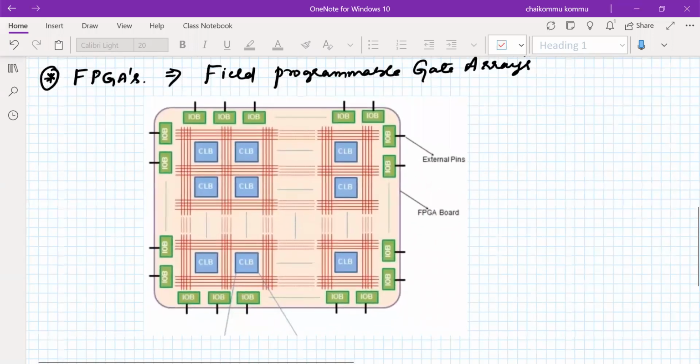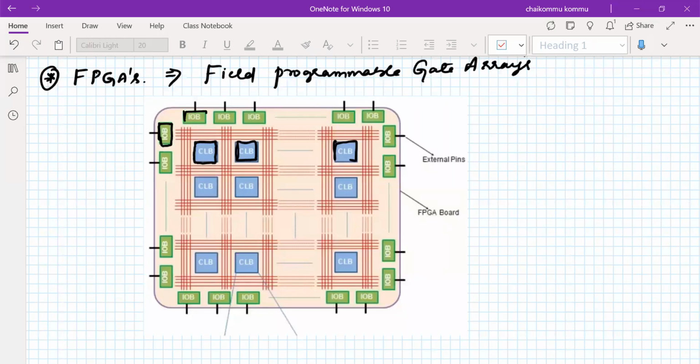It has CLBs, configurable logic blocks. This is one configurable logic block. This is another configurable logic block. This is another. Like this, an array of configurable logic blocks will be there, and each and every array block.